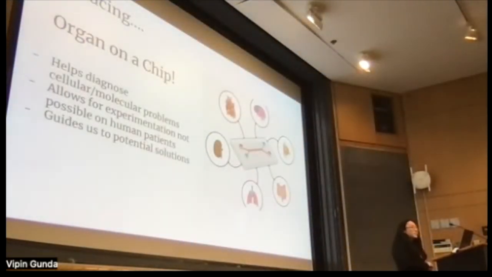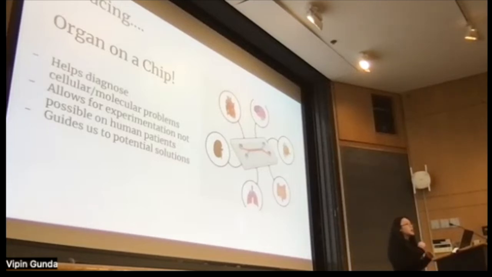And so introducing organ on a chip, it basically allows you to simulate the activities and physiological responses of a specific organ and can help model the disease state of a specific organ. So in my case, the pancreas. And it helps you diagnose problems that happen at the cellular and molecular level that you can't see in human patients. So it gives us a better idea of what drug treatments we can use. And it allows for experimentation that isn't possible with human patients for ethical reasons.